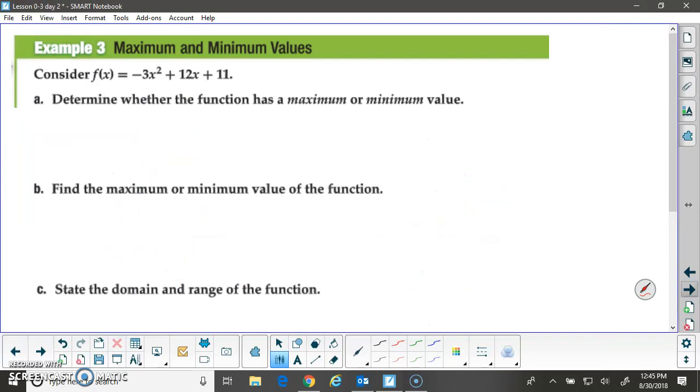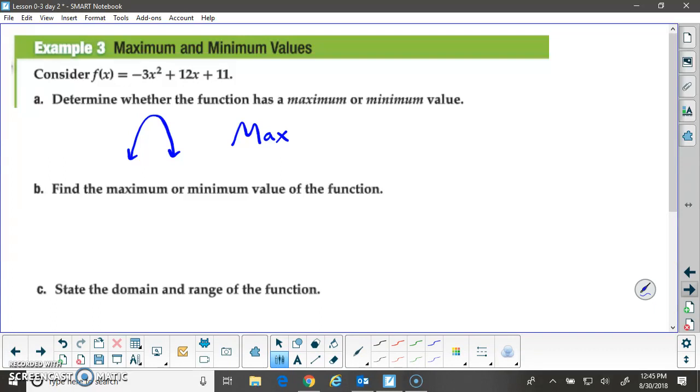you're going to be given problems like this, example 3, that gives an equation and we have to determine whether the function has a minimum or a maximum. So this parabola is going to open down. It would look something like this. And since that parabola opens down, then it's going to have a maximum.